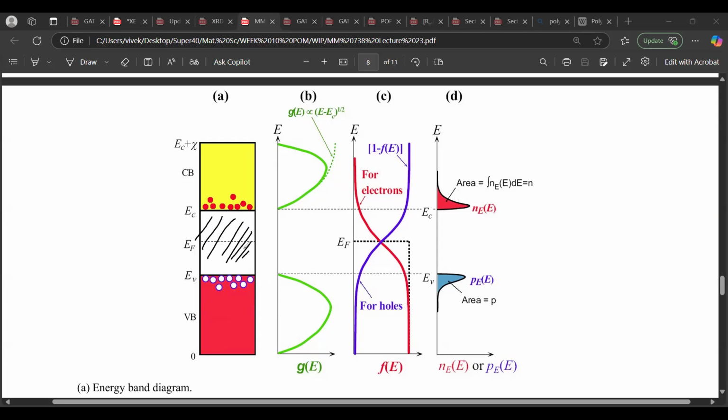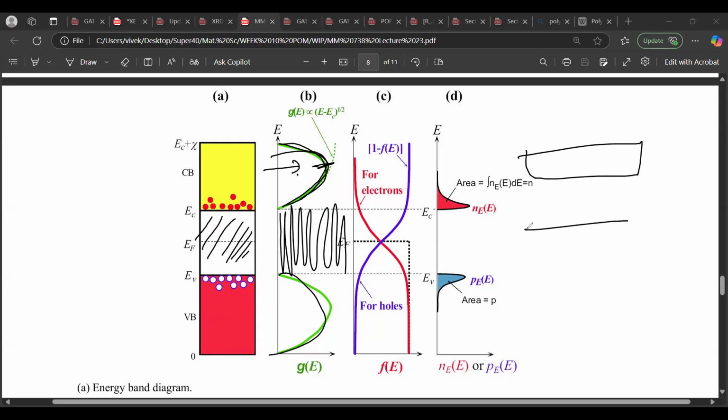There is no orbital. That's why you see there is nothing here. We call it a gap, and then you start getting states. It will keep increasing up to a certain point, and then it will start decreasing. So this is the typical nature of the g(E) versus E diagram, and this is the actual one, and what we draw is a simplistic version.